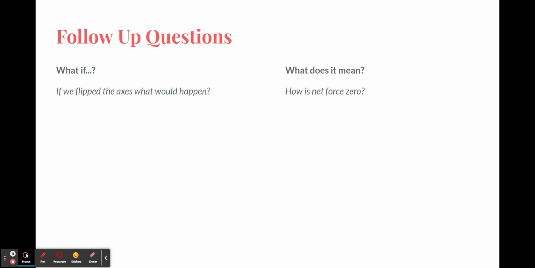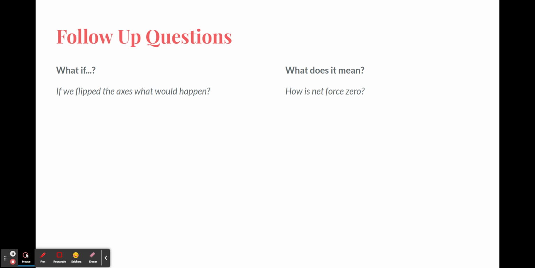So what if we flip the axes? What would happen? Well, not much actually. The only thing that would happen is that the graph would have a positive slope instead of a negative one. And the data would still convey the same information as the one currently.